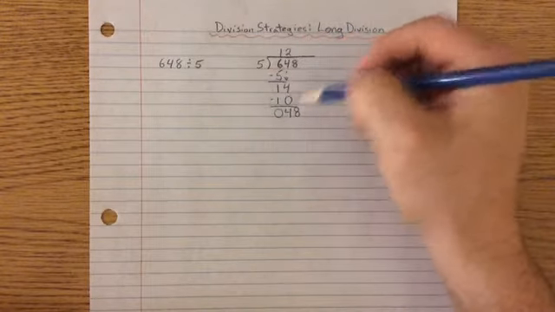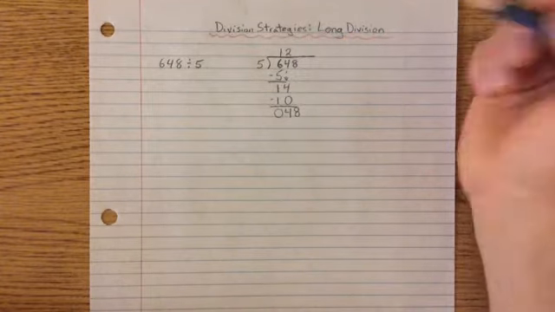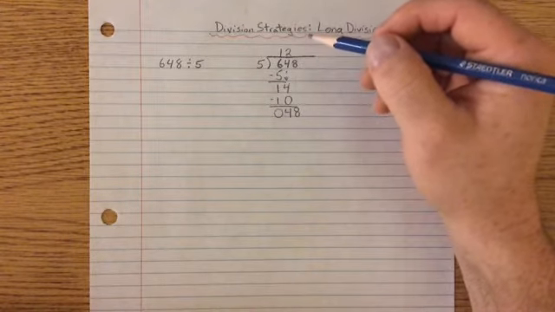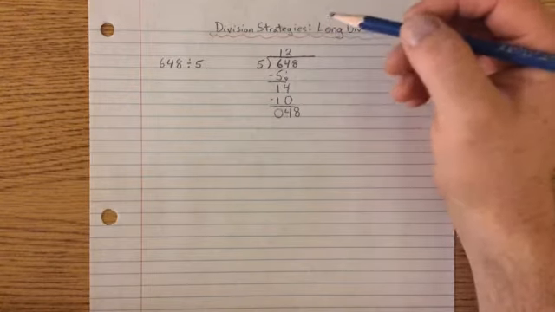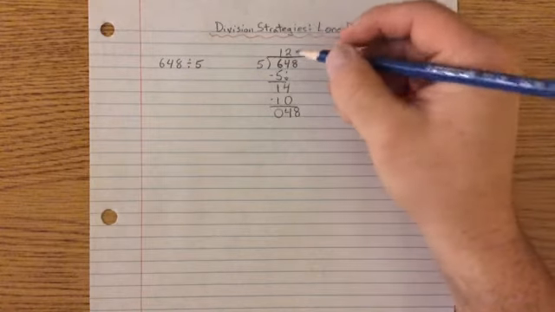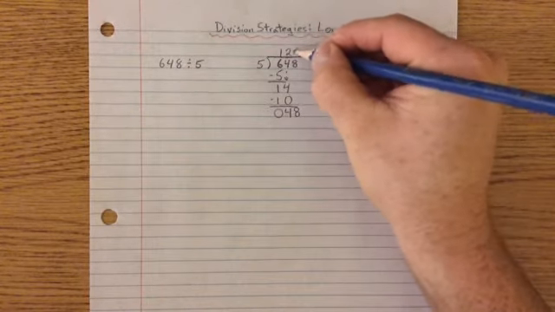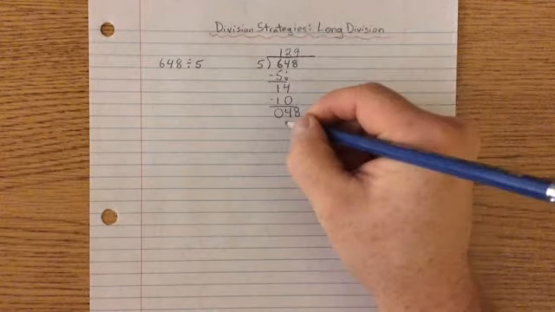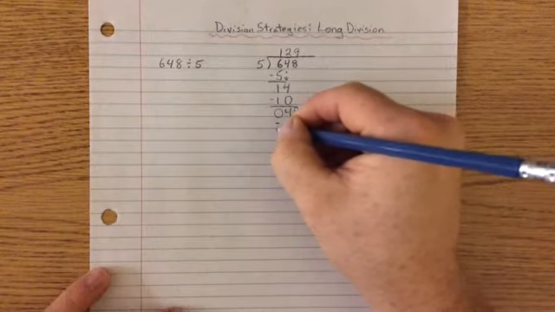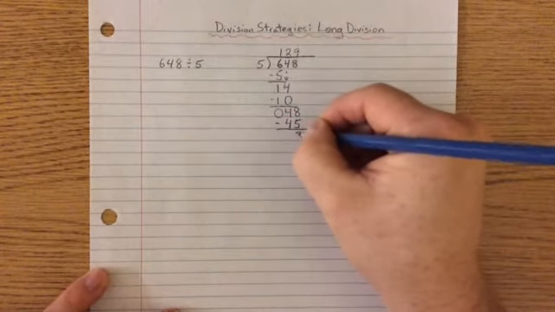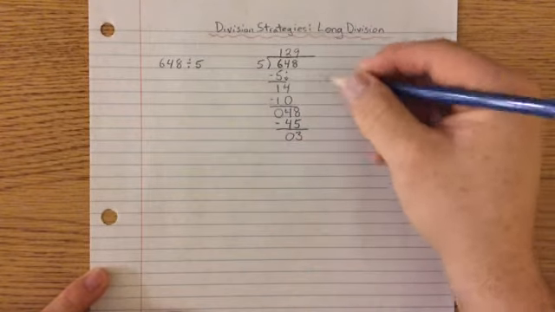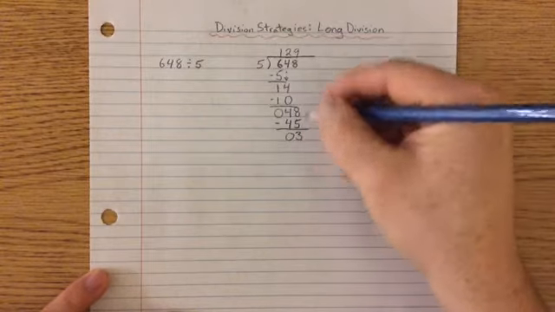Let's see. So how many 5s can go into 48? And that's a big question. So 5 times 5 is 25, 5 times 6 is 30, 5 times 7 is 35, 5 times 8 is 40, 5 times 9 is 45. I know I can't do 5 times 10 because that would be over here, but 5 times 9 is 45. Subtract these. 8 minus 5 is 3, 4 minus 4 is 0, and this is our remaining number. I have no more digits to bring down, so we just call this our remainder.